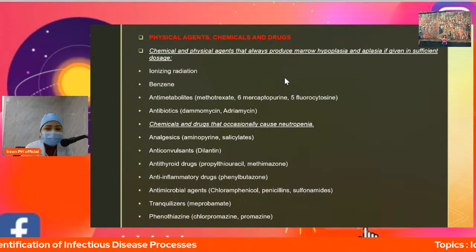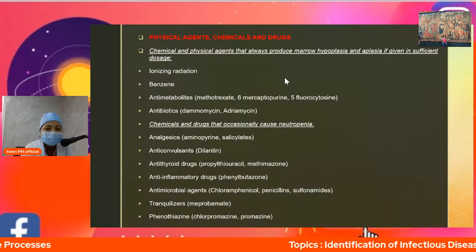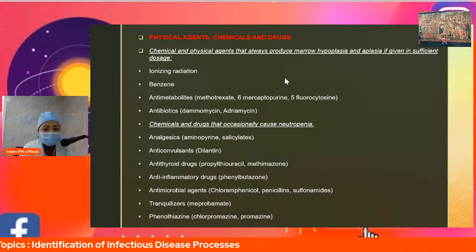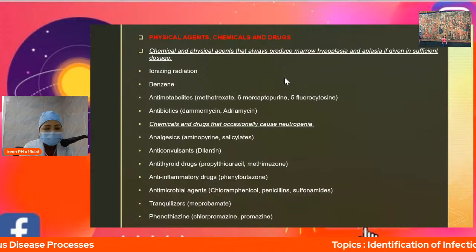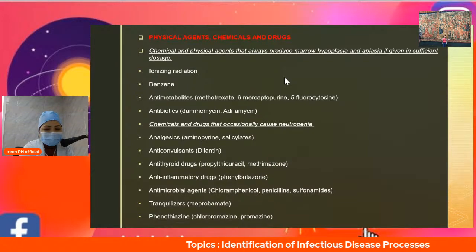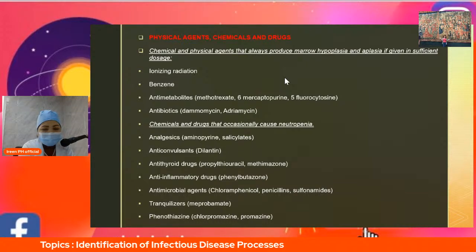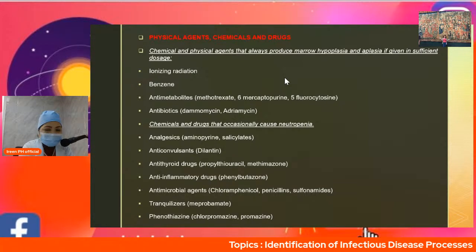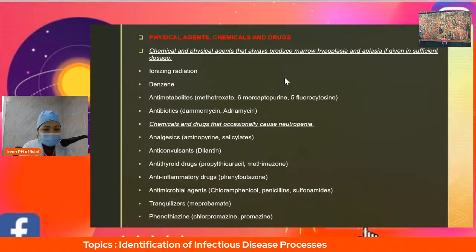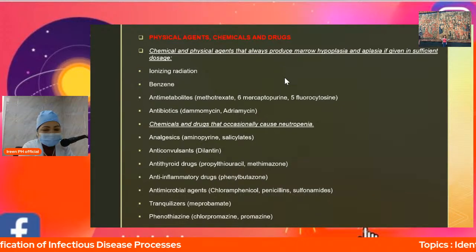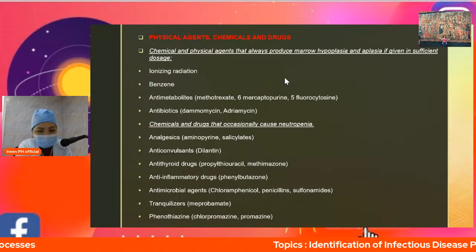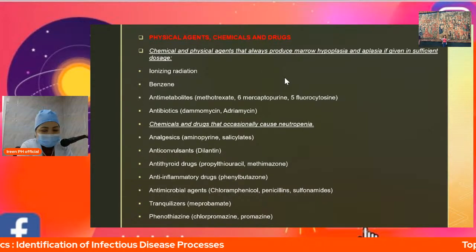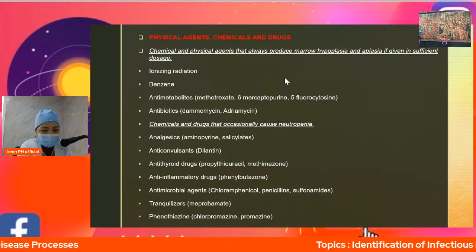Now, in chemicals and drugs, the following will cause neutropenia: analgesics, anticonvulsants, Dilantin, anti-thyroid drugs, fluorouracil, and methimazole. Anti-inflammatory agents, chloramphenicol, penicillins, sulfonamides, tranquilizers, methylphenidate, and then the last one, phenothiazine, chlorpromazine, and promazine.